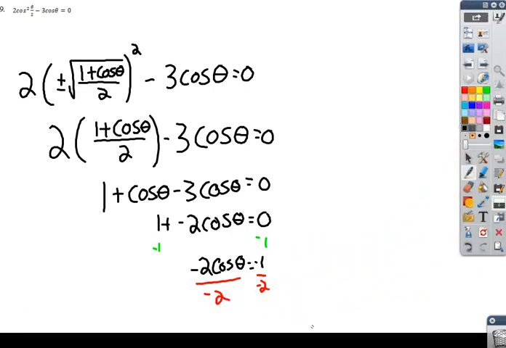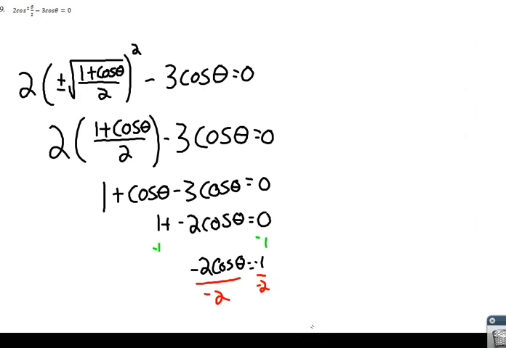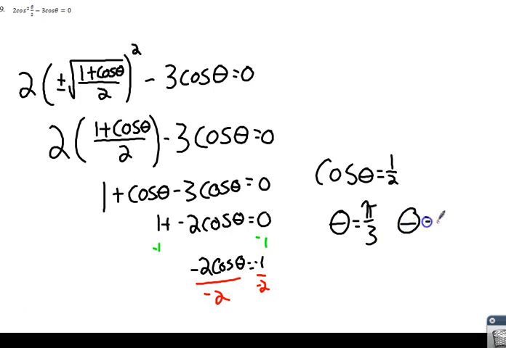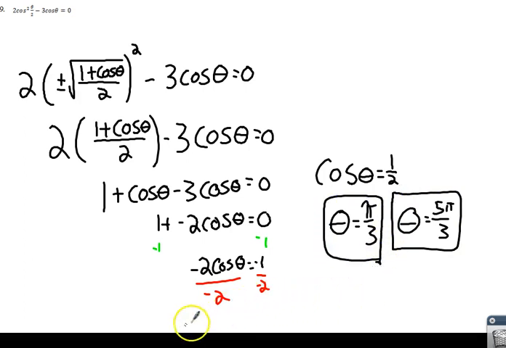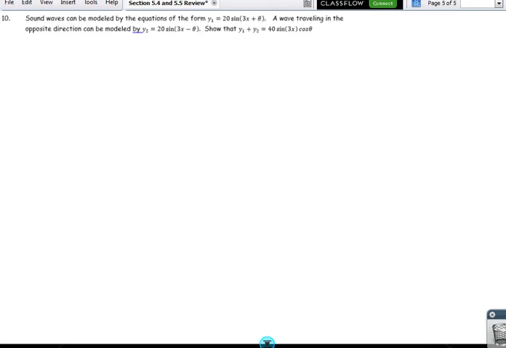Now, you look on your unit circle, and you're like, all right, where does cosine of theta equal 1/2? There's only two spots that happens. Theta equaling pi over 3, and theta equaling 5 pi over 3. Quadrants 1 and 4 on my unit circle. All right. Done deal. Moving on. Now the next problem here, I'll give you a second to read this.